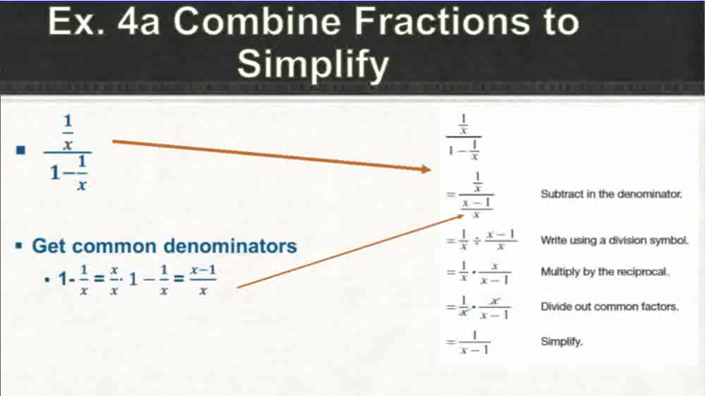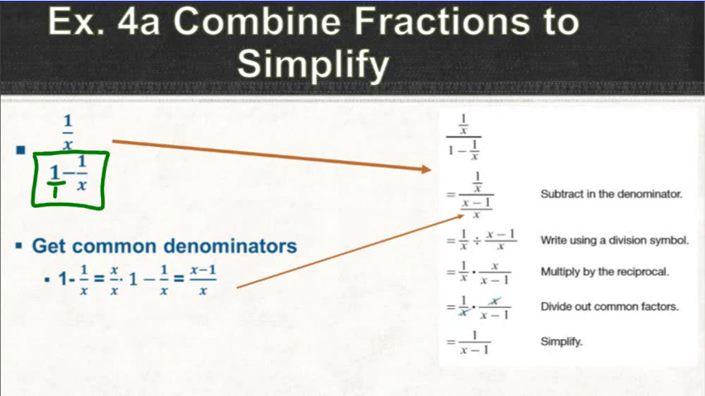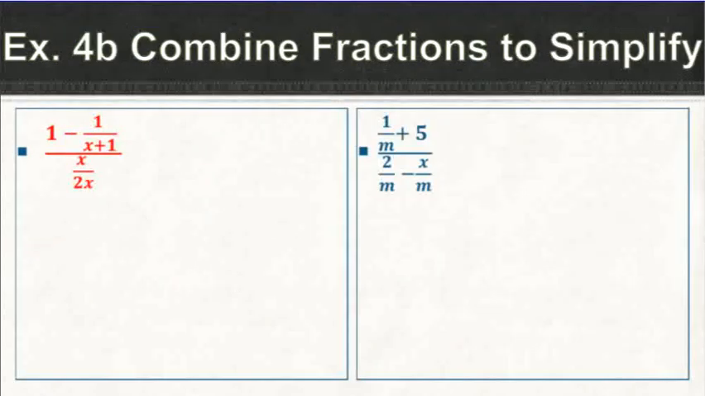A fourth type of example is combining fractions to simplify. So here we have a fraction in our denominator, but we need to combine fractions. So this is really 1 over 1 minus x, 1 over x. So you need to find common denominators first. So let's look at an example. Here in my numerator, I have 1 over 1 minus 1 over x plus 1. The common denominator of 1 and x plus 1 is x plus 1.